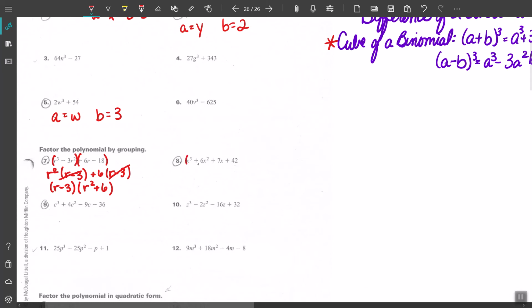We'll do the same thing on number 8. Group the first 2, group the last 2, pull out the GCF. Our binomials match, so we're going to pull each of them out and write out what we're left over with, and there we have that factored. Same thing on 9. Group them off, pull out the GCF.